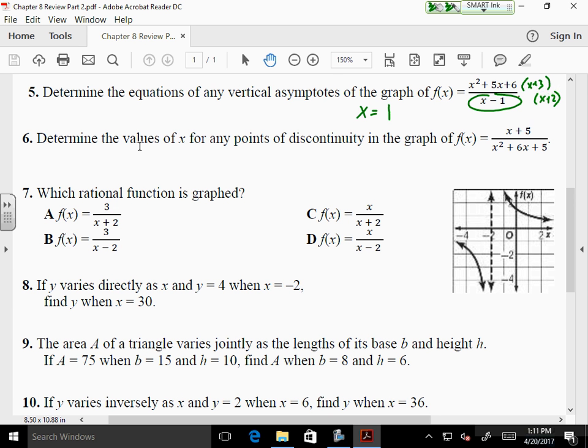So that means that a value of positive 1 would cause it to have an asymptote at that point.